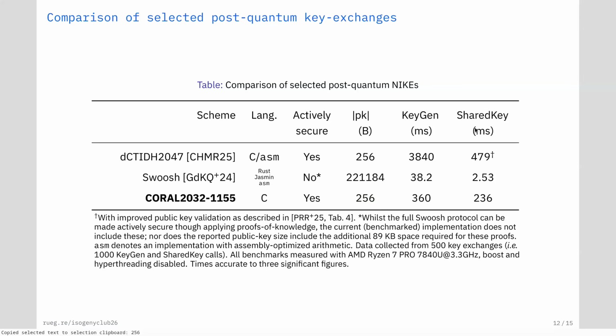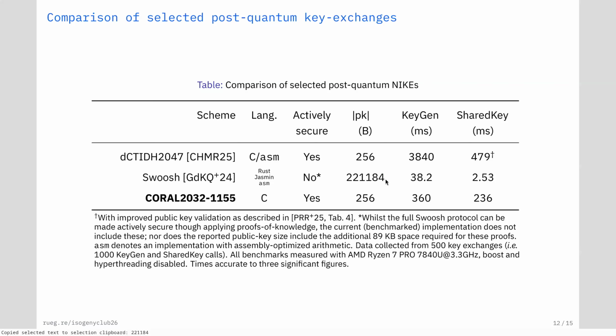So Coral is faster there, fortunately. It's worth noting that DC-Tide is also assembly optimized. And in comparison to Swoosh, which is a lattice-based post-quantum NIKE, Coral is much, much slower, like roughly 100 times slower. But for that, the public key is roughly 1000 times smaller.